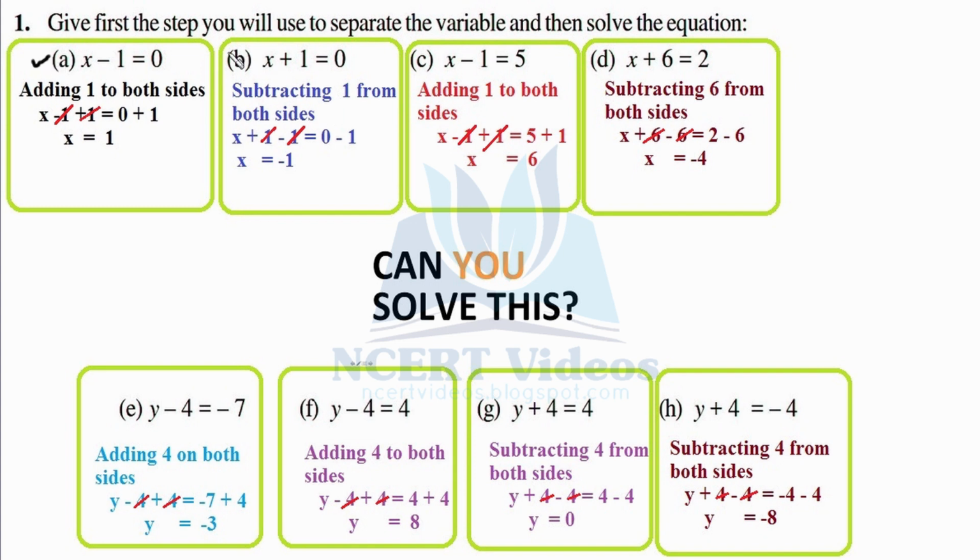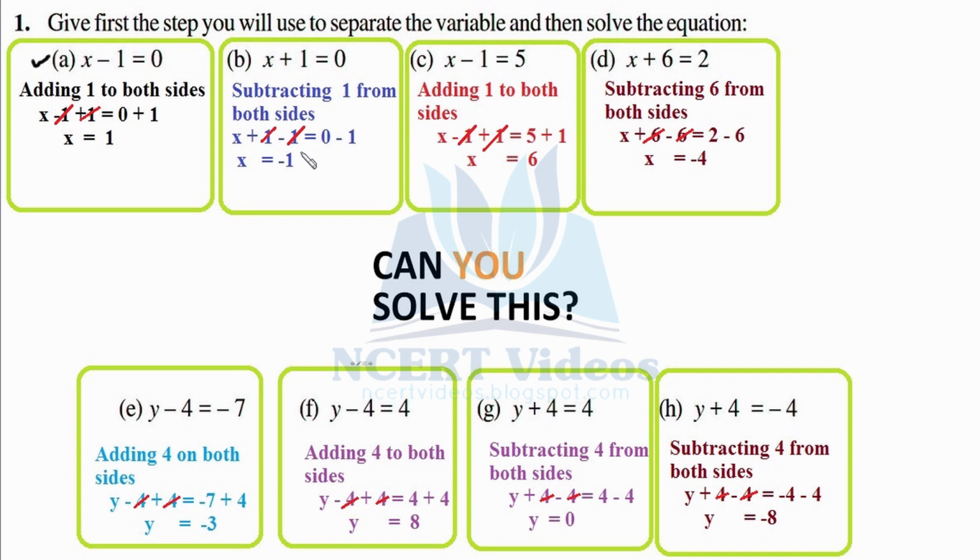B, x plus 1 equal to 0. Now what we see here, it is plus 1, but we have to get rid of this. So what should we introduce here? Minus 1, because that will cancel each other. But we have to do it in both sides. So this is the only thing that you have to learn in this exercise. Now subtracting 1 from both sides, first of all we write this as it is, then introduce minus 1 towards the left hand side, then write this as it is, then introduce minus 1 towards the right hand side. So you have to introduce the same value in both sides.